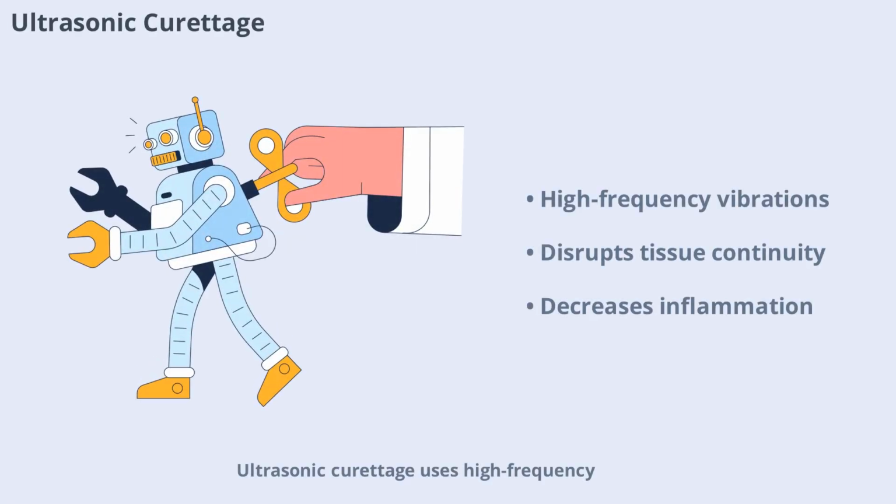Ultrasonic curettage uses high-frequency vibrations to disrupt tissue continuity, lift the epithelium, and alter fibroblast nuclei. This technique results in decreased inflammation and improved healing. Ultrasonic devices offer a less invasive and more comfortable alternative to traditional mechanical curettage, making them a popular choice in modern periodontal therapy.